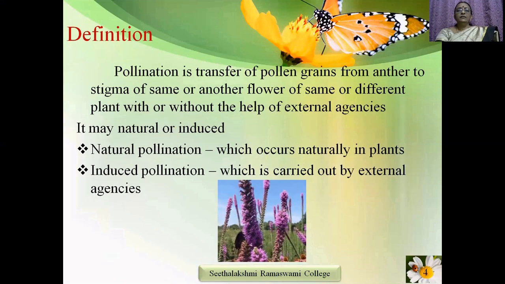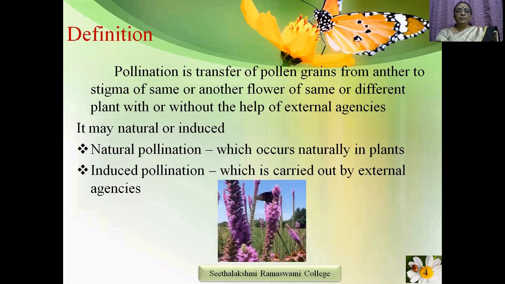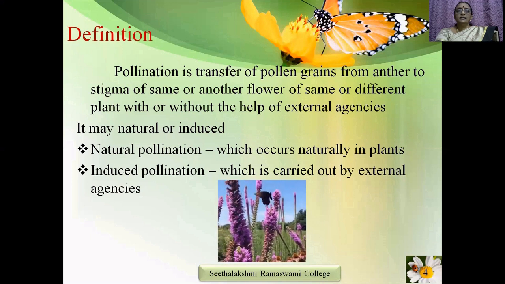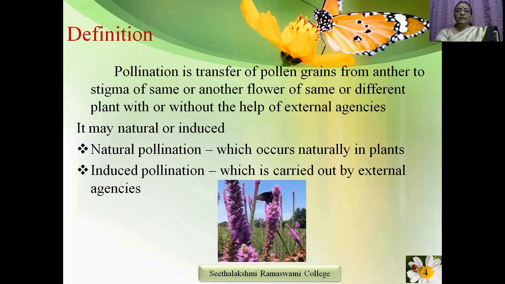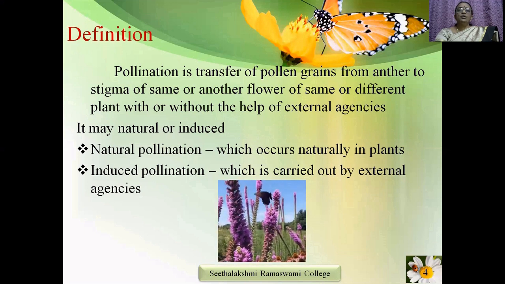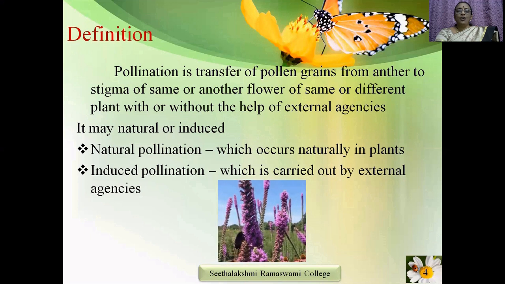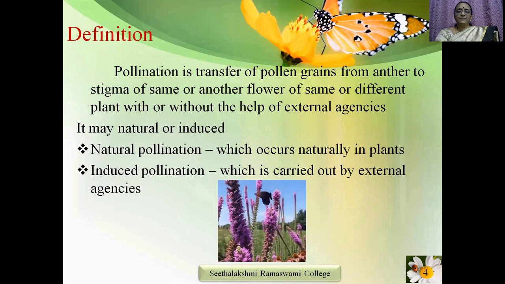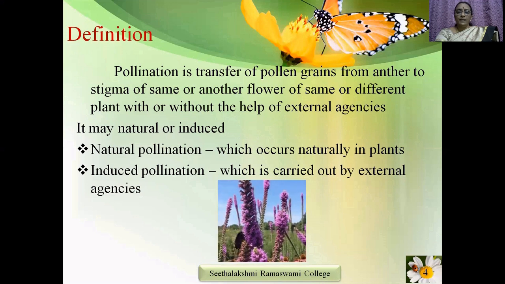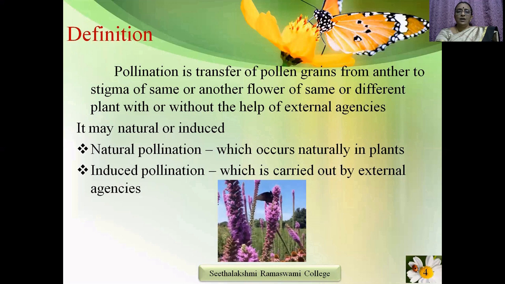With this fundamental knowledge about the different parts of flower, now let us learn about pollination. Pollination is the transfer of pollen grains from the anther, the flower part that produces them, to the ovule-bearing organs. The pollen is deposited on the pistil's receptive surface, the stigma, of the same or different plant with or without the help of external agencies.